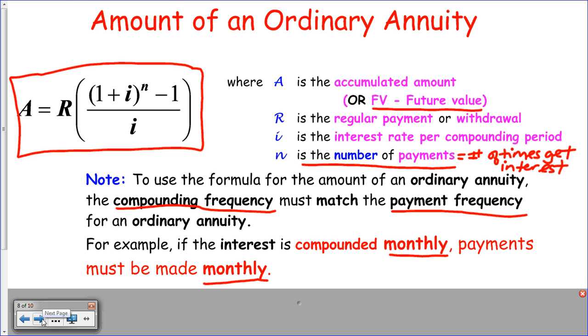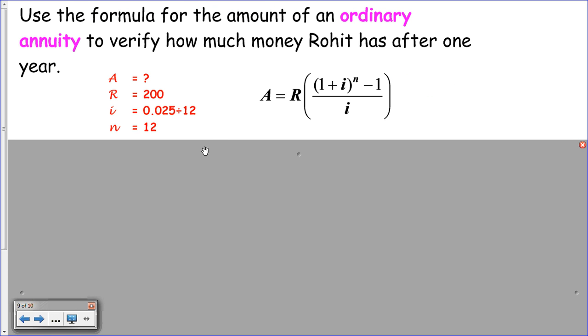Okay, so let's verify that if we use this formula, we get the same answer as the table. A is what I'm looking for, the future value or the accumulated amount. R is his regular payment. i is the percent interest rate, 2.5%, written as a decimal, it's 0.025. So i is going to be this decimal divided by the compounding period, which is monthly, so it's 12. And n is the number of times you get interest. Well, if it's compounded monthly, it'll be 12 times in that year. 12 times 1 is 12.